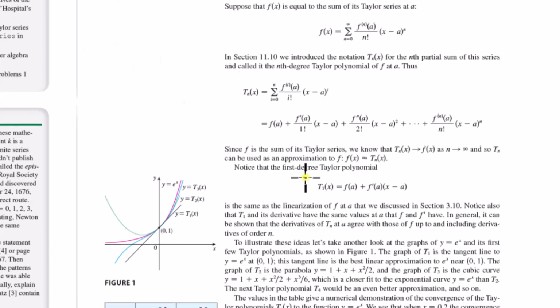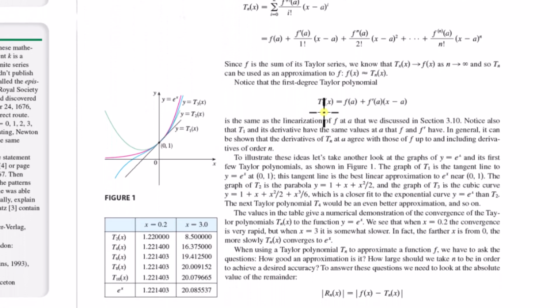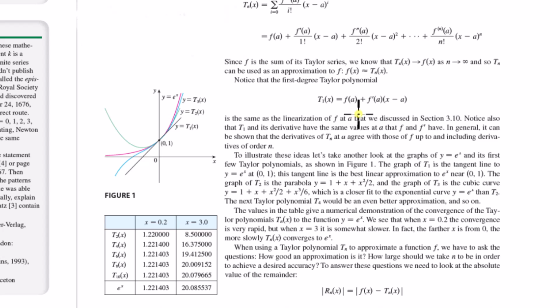Notice that the first degree Taylor polynomial, t sub 1, is the function evaluated at a plus the first derivative evaluated at a times x minus a. If you think back to the linear approximations and differentials section, this is the linear approximation, the same as the linearization of the function at a that we discussed in chapter 3. So why does this make sense? Well, because this is the equation for the tangent line to the function f at a. That's what t sub 1 is.